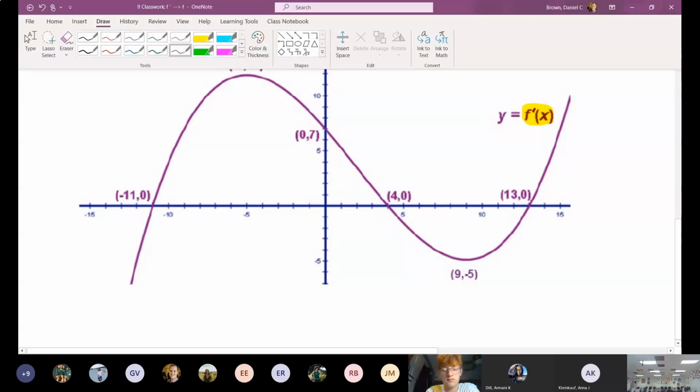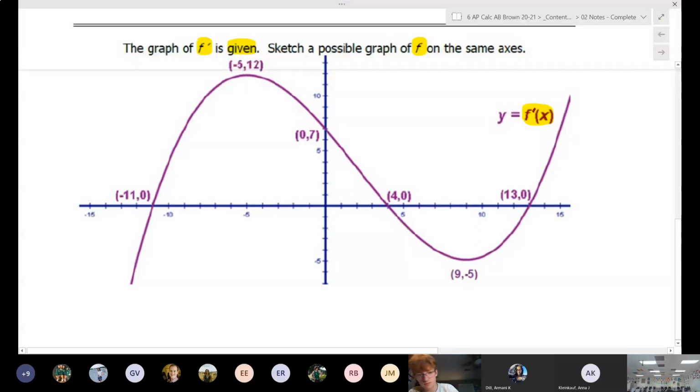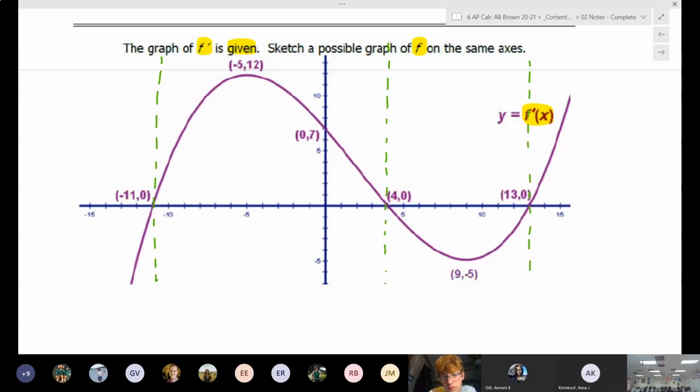So again, it helps me to split this up into regions. I think about where the derivative changes from positive to negative. And then I also want to mark sections where the graph changes from increasing to decreasing, because that's when the concavity is going to change.